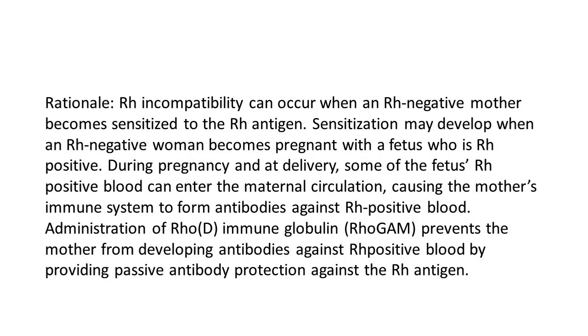Rationale: Rh incompatibility can occur when an Rh-negative mother becomes sensitized to the Rh antigen. Sensitization may develop when an Rh-negative woman becomes pregnant with a fetus who is Rh-positive. During pregnancy and at delivery, some of the fetus's Rh-positive blood can enter the maternal circulation, causing the mother's immune system to form antibodies against Rh-positive blood. Administration of RhoD immune globulin, RhoGAM, prevents the mother from developing antibodies against Rh-positive blood by providing passive antibody protection against the Rh antigen.